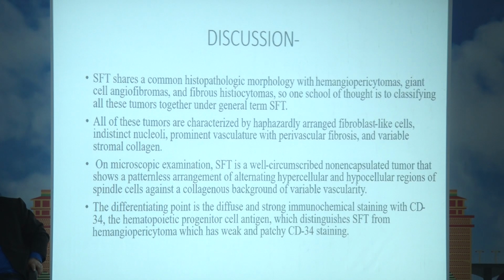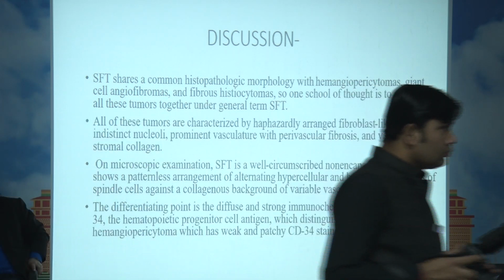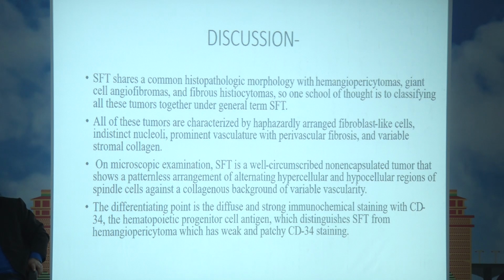Coming to the discussion part, SFT has a common histopathological morphology with hemangiopericytoma, giant cell angiofibroma, and fibrous histiocytoma. So one school of thought is to classify all these tumors together under the general term SFT. These are characterized by haphazardly arranged fibroblast-like cells, distinct nuclei, prominent vasculature with perivascular fibrosis, and variable stromal collagen. The differentiating point is diffuse, strong immunohistochemical staining with CD34, whereas in other conditions there is weak and patchy CD34 staining.